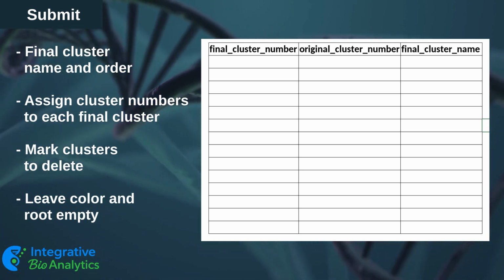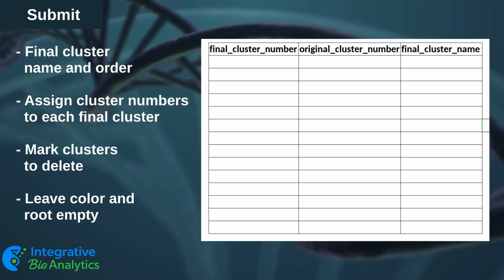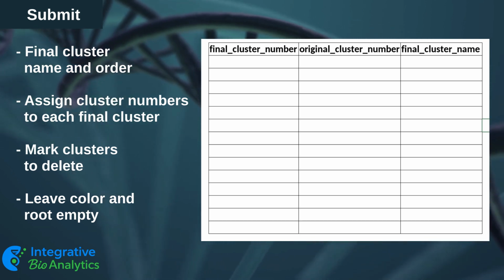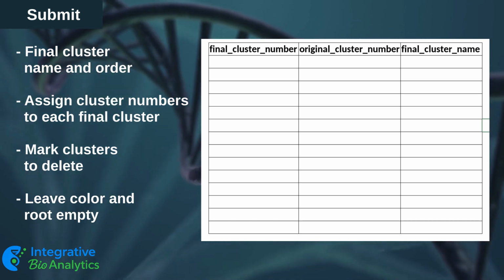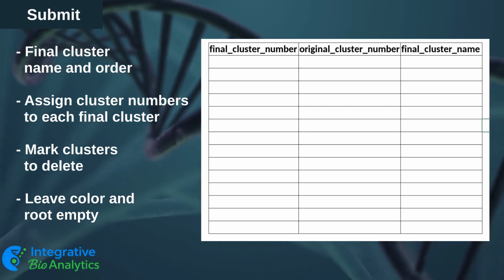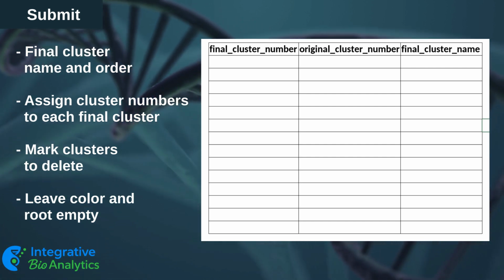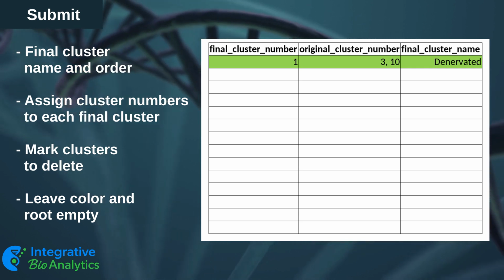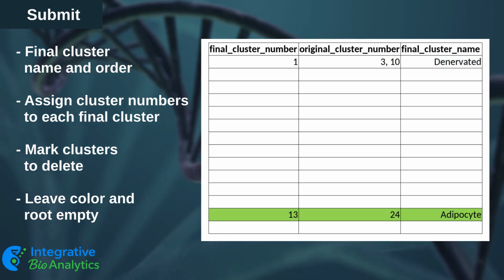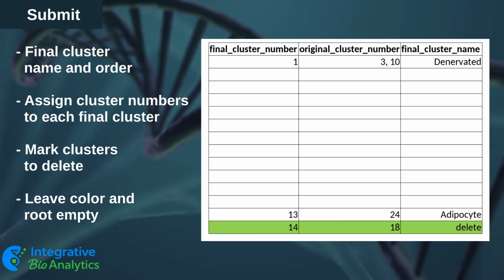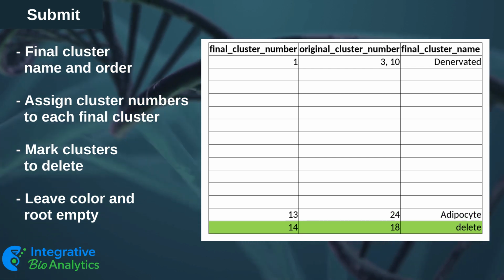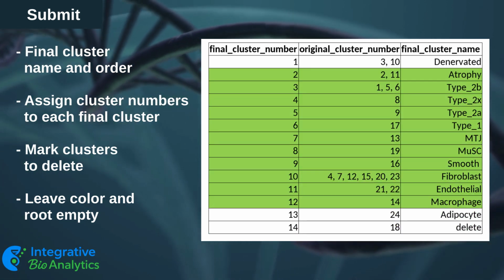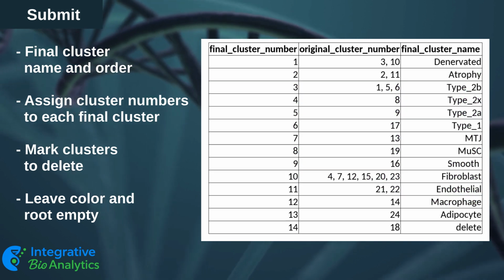Just list your final clusters and which numbers they match at your chosen resolution. In our case, we use medium resolution. We will call our first cluster denervated, and we will merge clusters 3 and 10. Cluster 24 becomes the adipocyte cluster, and cluster 18 should be deleted. Do the same for all clusters. Leave the custom colors and root state columns empty for now.